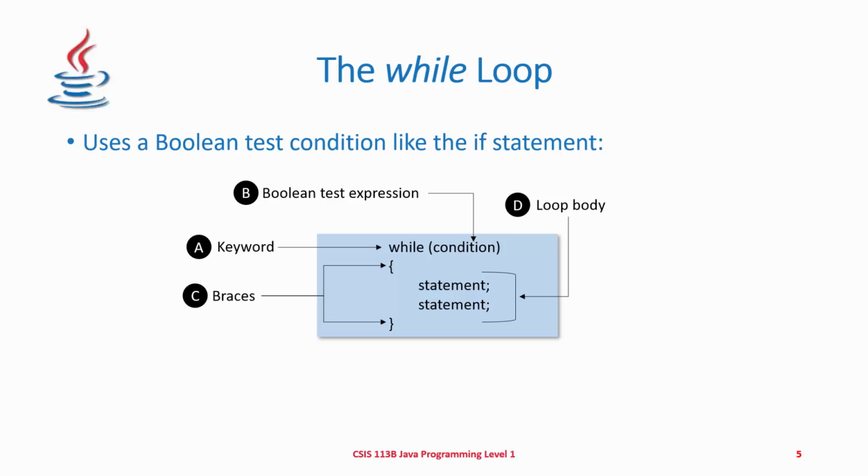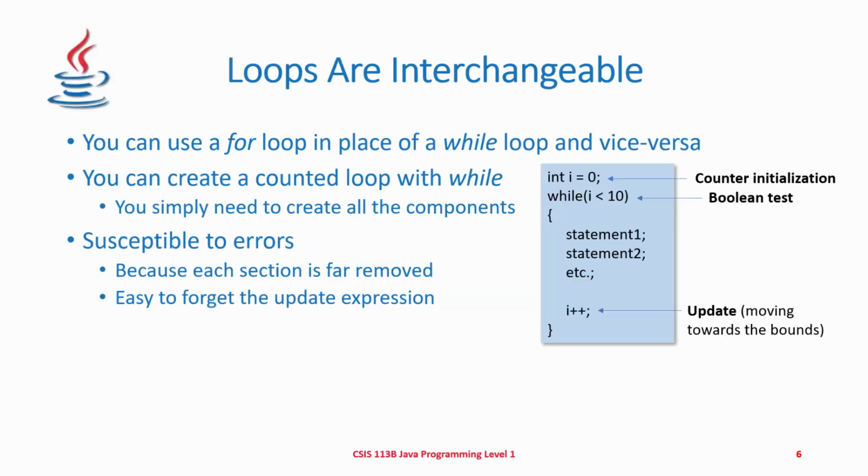So after we have the while and the Boolean test expression, then we have the open and closing curly braces. And inside of the curly braces is the loop body. That's where we're going to put all the statements that we want to have executed each time through the loop. Loops are interchangeable. We can use a for loop in place of a while loop and vice versa. You can create a counted loop with while. You simply need to create all of the components that you would expect to find in a for loop.